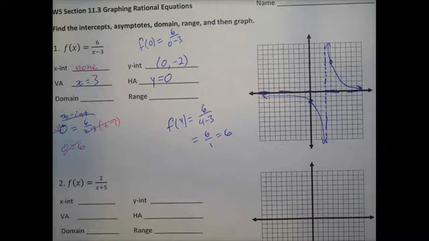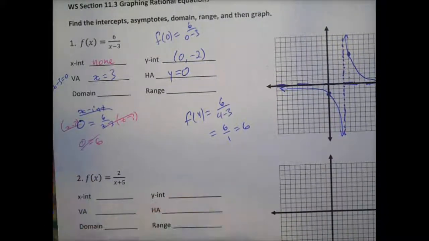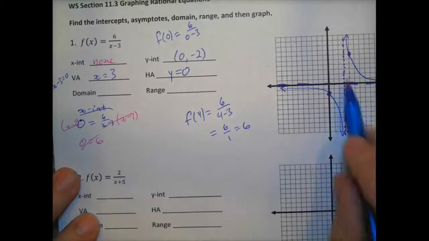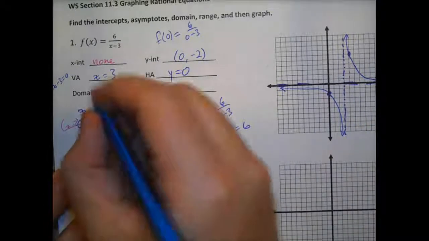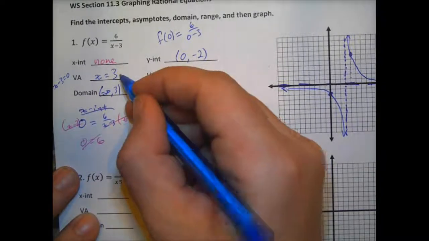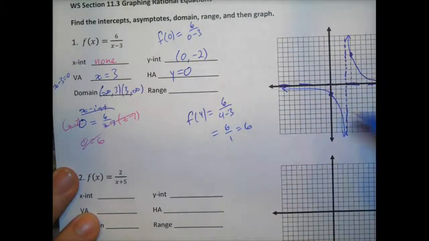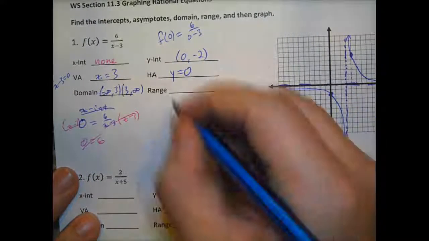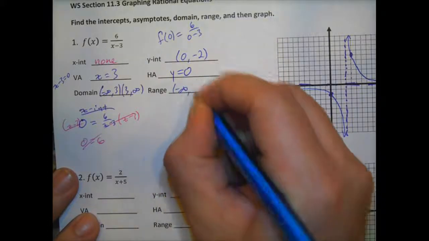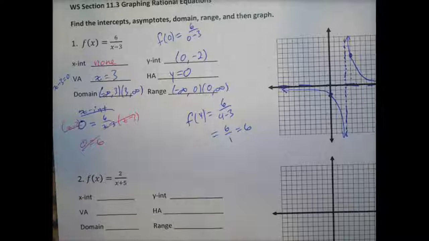All right, and then for the domain and range, my domain is everything except for the x values we can't have. I know I can't have my asymptote here. So I go from negative infinity all the way up until 3, where my vertical asymptote is, and then I go from 3 to infinity. For the range, it's everything except our horizontal asymptote, so I have everything from negative infinity to 0 and from 0 to infinity. That's all the characteristics we are going to be looking for with these graphs.